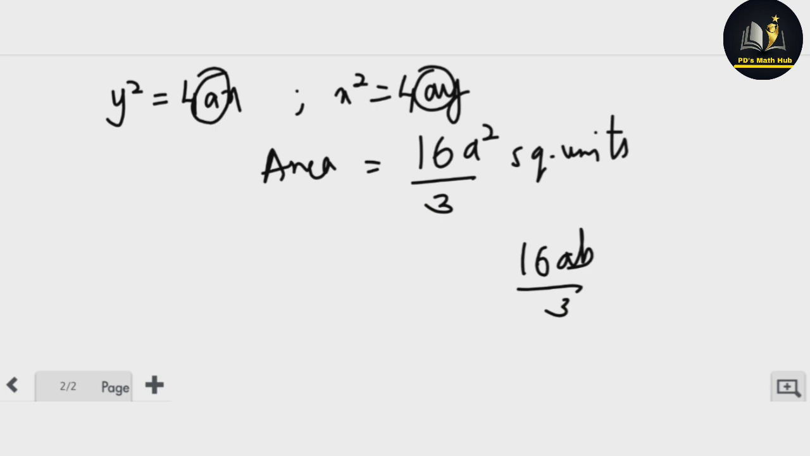If both are equal, then the area bounded will be 16a square divided by 3. If you have different terms like 4a and 4b, then you can make use of this formula, that is 16ab divided by 3.